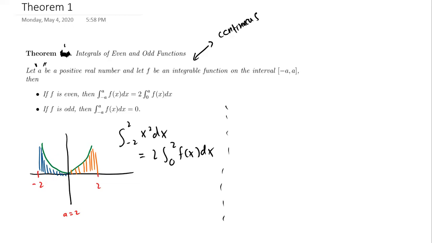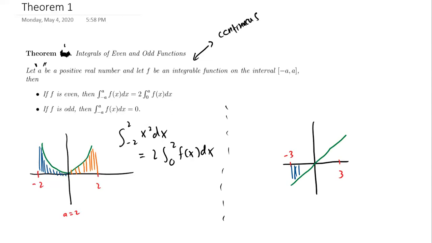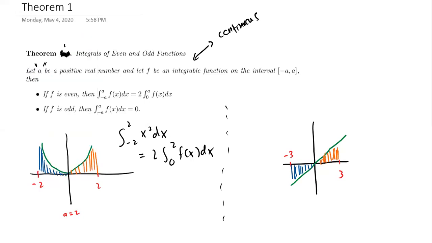Now what's going on with odd functions? So now let's plot y equals x. That's an odd function. And again, let's say we're going from negative 3 to 3. And again, we're looking at the net area bounded by the function and the x-axis. So here we have this area here. And then to the right of the origin, we have this area here. Now, if you notice, the area to the left is the negative of the area to the right.